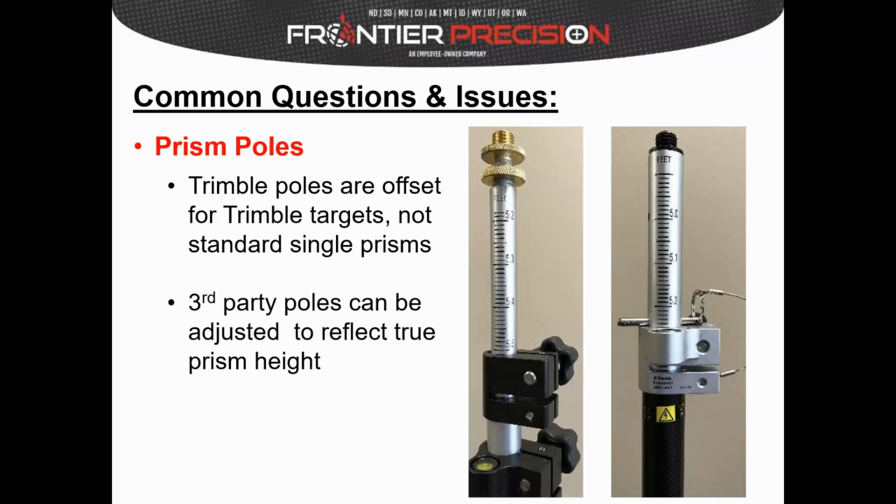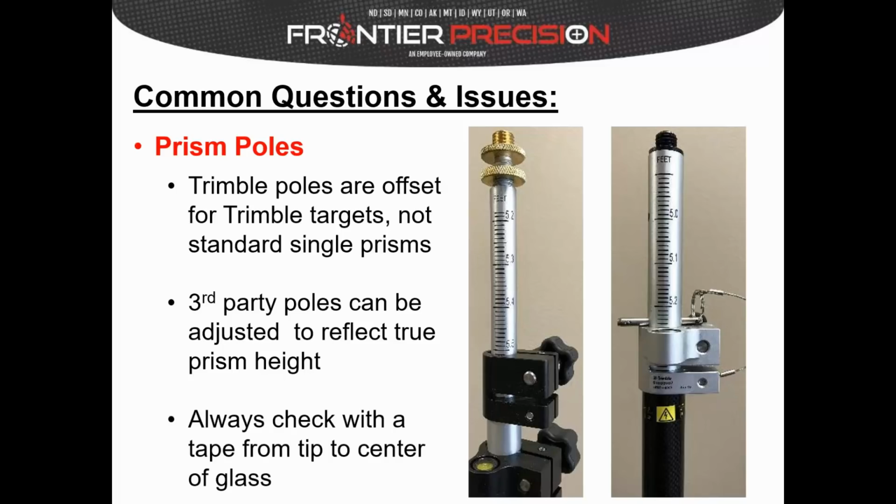There are third-party poles from SECO and CST and things like that that you can get that have graduations on them as well. But typically on those, the tips are adjustable for different types of prisms to compensate for different heights and offsets. The important takeaway from this is if you're unsure, always take a tape and check from the tip to the center of the glass to make sure you know what your rod height is. Don't just take it for granted that the pole is always going to be right.